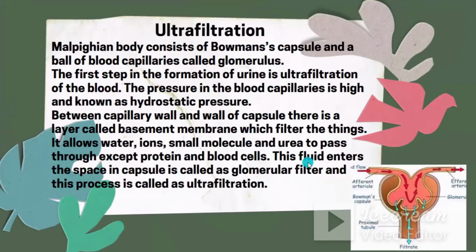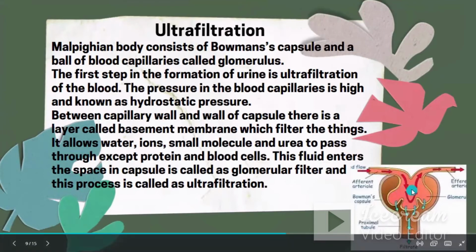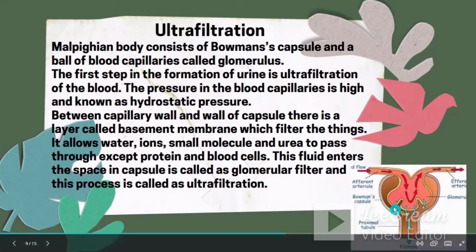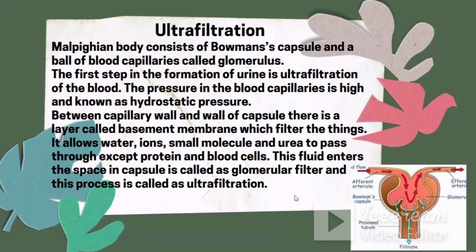So this Bowman capsule with glomerulus we call the Malpighian body. The glomerulus consists of arterioles, tiny capillaries. Pressure is very high, and that pressure is called hydrostatic pressure. Under this high pressure, the blood is filtered through the basement membrane of the Bowman capsule, but only small molecules and water pass to the gap, except protein and blood cells. This process is called ultrafiltration, and the filtrate moves into the space of the capsule. The fluid in the Bowman capsule is called glomerular filtrate.